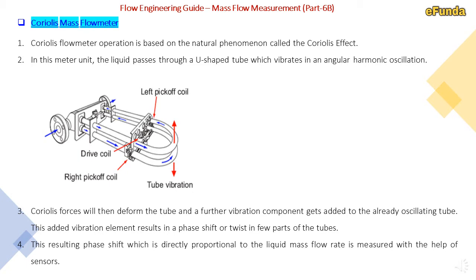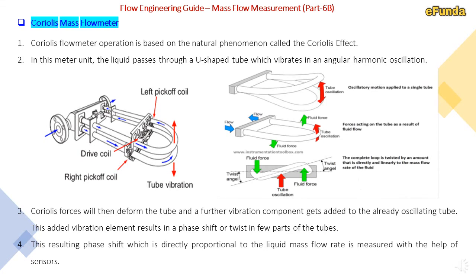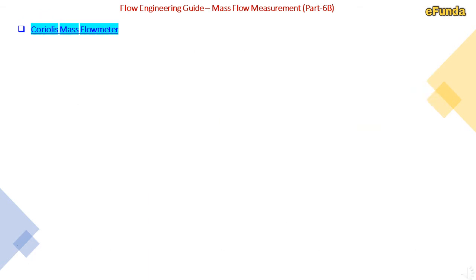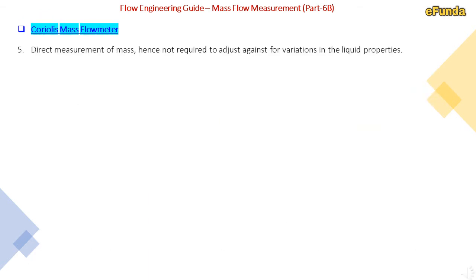One can see in the arrangement when the oscillation motions are applied in a single tube, then the tube oscillations are started and forces act on the tube as a result of this fluid movement, which we have already seen. The complete loop is twisted by an amount that is directly, or linearly, related to the mass flow rate of the fluid. This is how the Coriolis mass flow meter works. Direct measurement of mass, hence it is not required to adjust for any variation in the liquid properties.